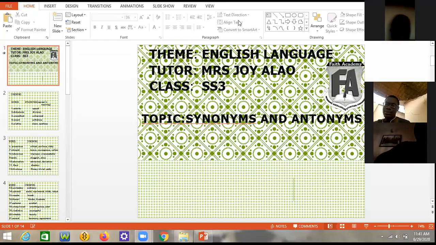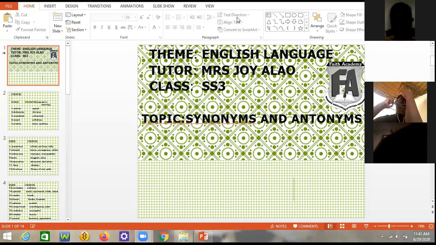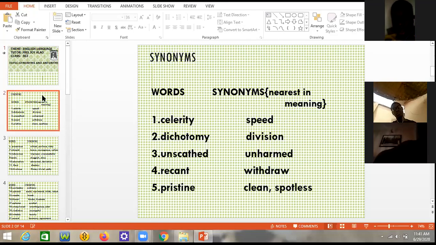So we are going to look at the topic synonyms and antonyms. We are going to be looking at words and their nearest in meaning. When we are talking about synonyms, we mean words that are nearest in meaning, close to another word. You can use them in place of another word. It might not mean exactly the same, but that's why we say nearest in meaning. It might mean exactly the same, it might not, but it's the nearest in meaning.